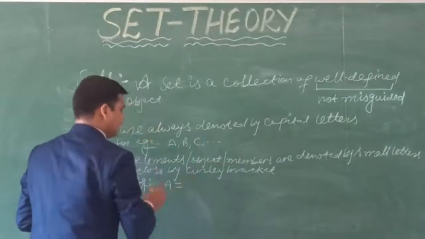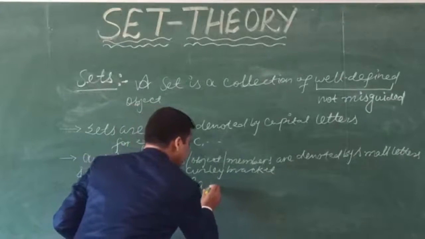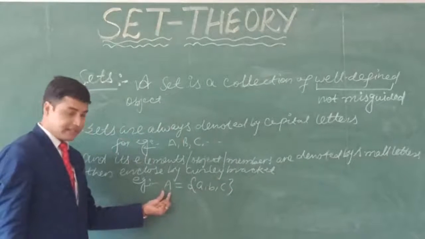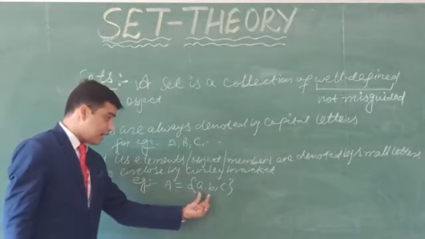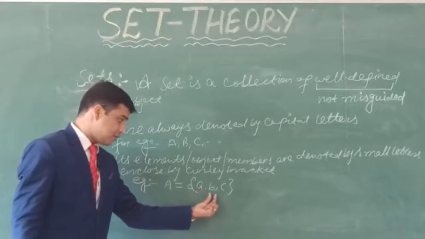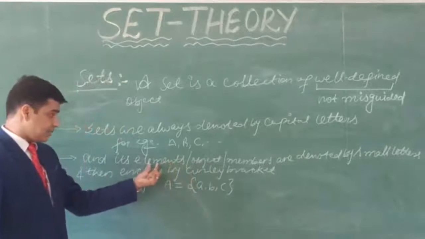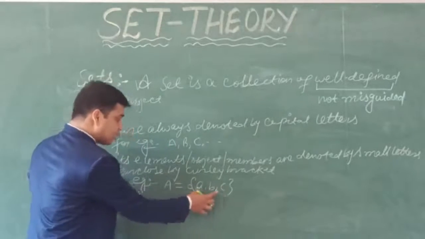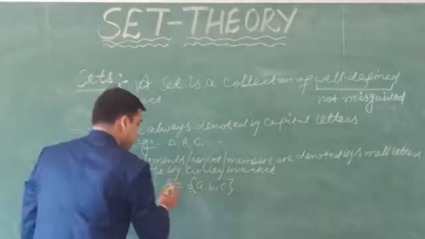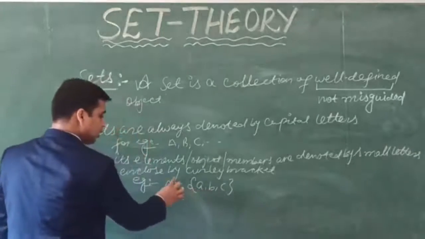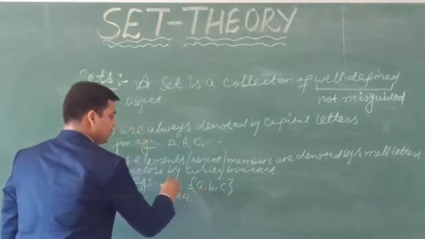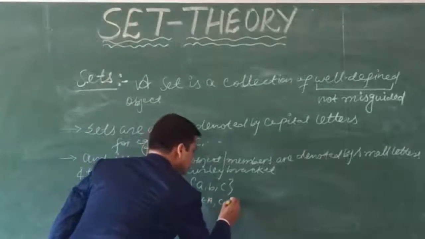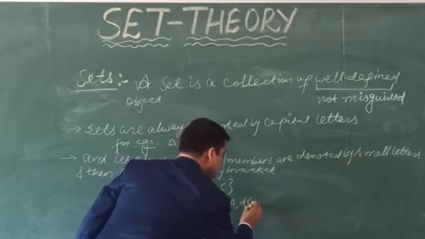set A, and the elements of this are a, b, c. Now see this here. This is a set because it is denoted by capital A, so this is set A, and inside this, how many elements are there? Three elements: small a, small b, small c. And we know that objects, or elements, or members, are denoted by small letters. So a, b, c are the elements of this set A. So can I say in this way, small a belongs to set A, small b belongs to set A, small c belongs to set A, and d does not belong to set A.